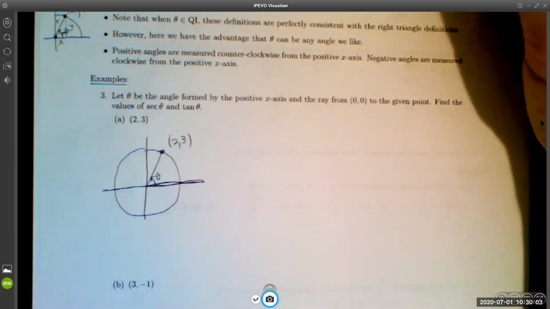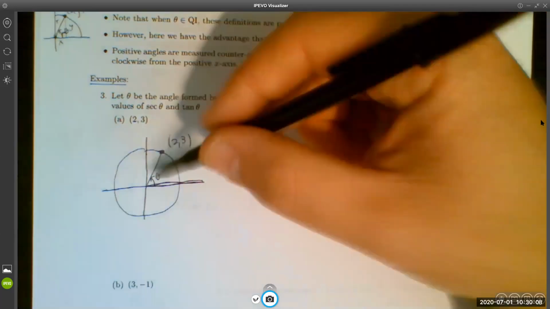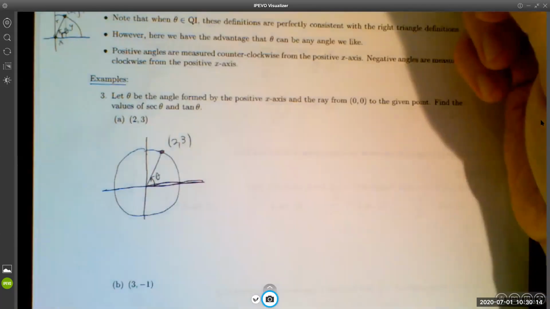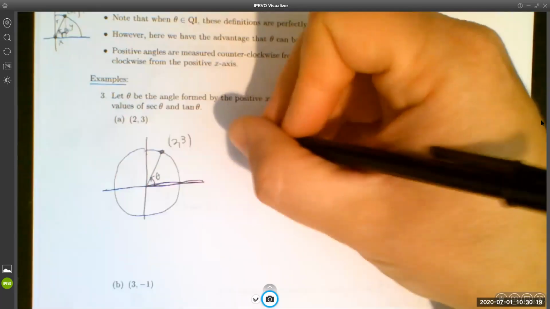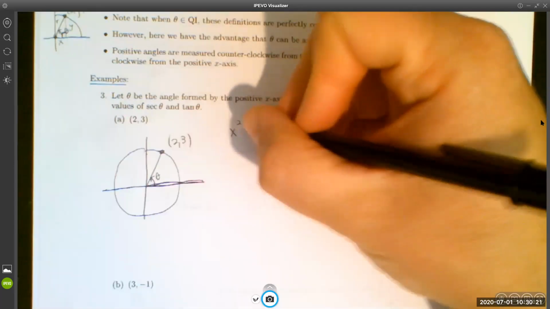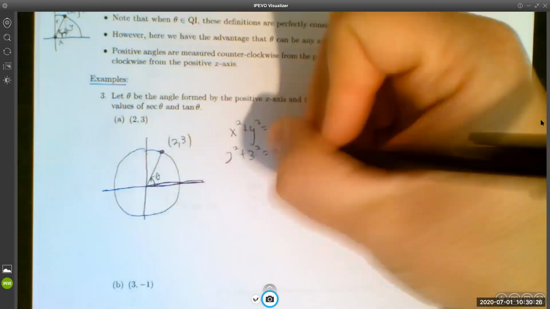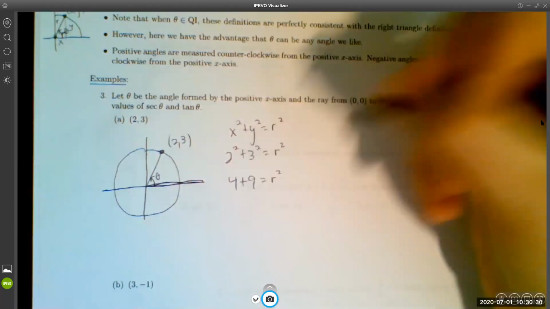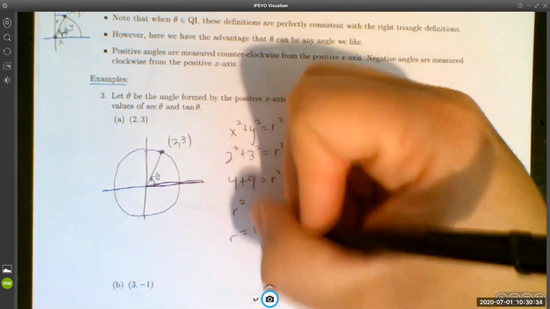Well, secant theta is r over x by definition. We don't know what r is yet. We know that x is 2, but we don't know r. Fortunately, we can use the Pythagorean theorem to figure out what r is. We can say x squared plus y squared equals r squared. So in other words, 2 squared plus 3 squared is r squared. 4 plus 9 is r squared, so r squared is 13. That means r is plus or minus root 13.